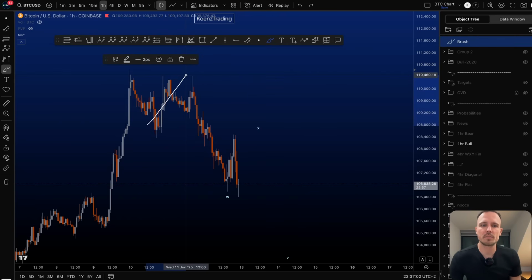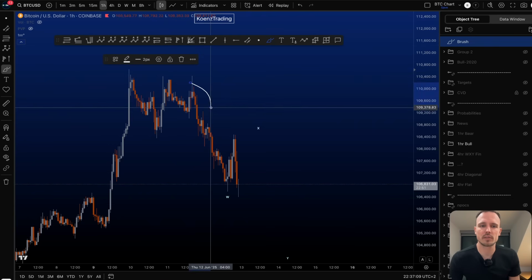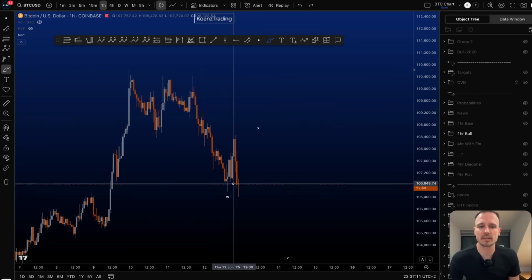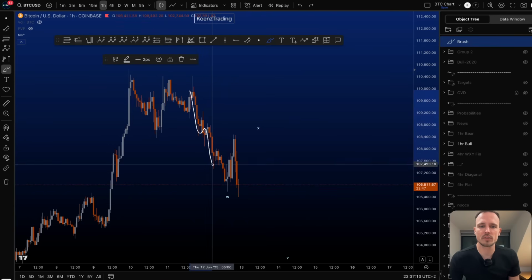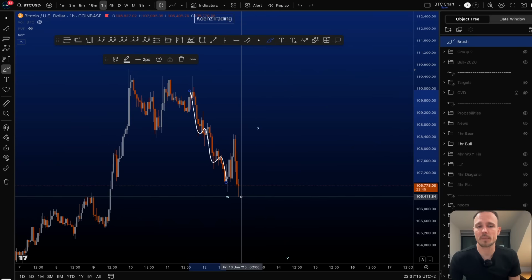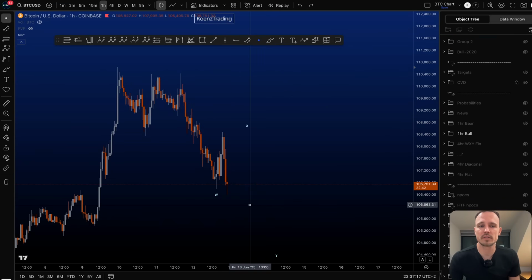Then we have wave B, double zigzag, WX, and then a wave Y. Right, where wave Y took out the high of W, and then we look for price to move towards the downside. In wave W, we then have a wave 1, 2, 3, 4, 5-wave structure. Right, that's then the end of your wave W.